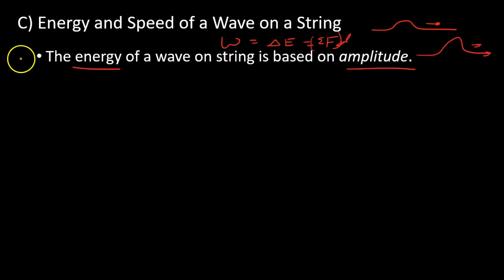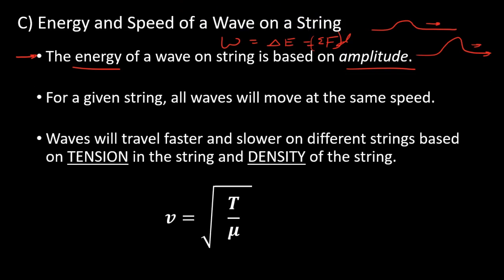So the AP test does not expect you to know an equation, but they do expect you to know that if you increase the amplitude of a wave, if everything else is staying the same, the energy of that wave is increasing. The amplitude increases, the energy increases. The last idea has to do with how fast waves are moving in strings.